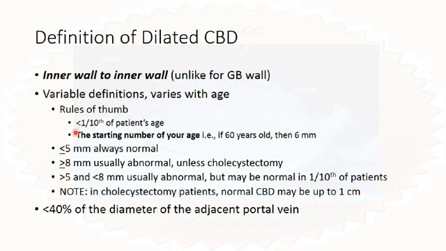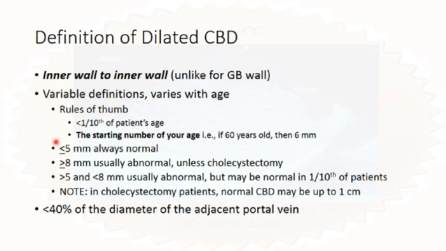Now, there are variable definitions for what constitutes CBD dilation, but in general, a useful rule of thumb is the starting number of your age. So if you're 60 years old, then it's 6 millimeters. If it's 70 years old, then it's 7 millimeters, and so on. The other rule of thumb is it's 1/10 of the patient's age. I like this thing, the starting number of your age.